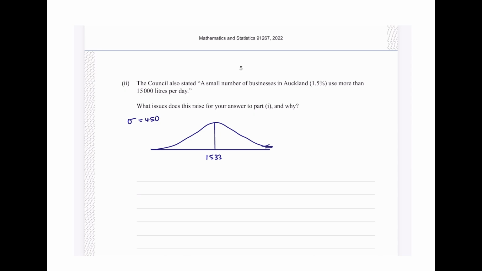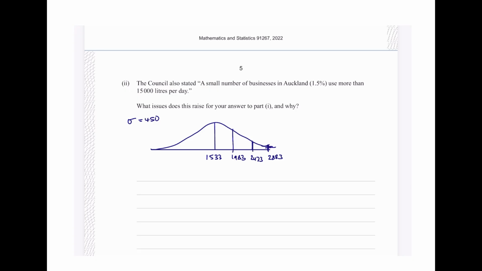Now, remember, our data needs to be contained within 3 standard deviations of that mean. So, if this is 1 standard deviation, this is 2 standard deviations, and this is 3 standard deviations. Let's actually calculate what those would be. So 1533 plus 450, that should give us 1983. If we add another 450, that's 2433. And then our 3rd standard deviation or upper limit should be around 2883. Right, so virtually no data should be contained past 2,883 litres.